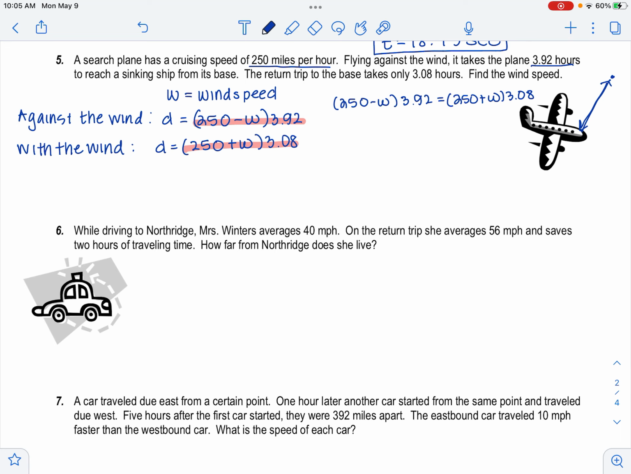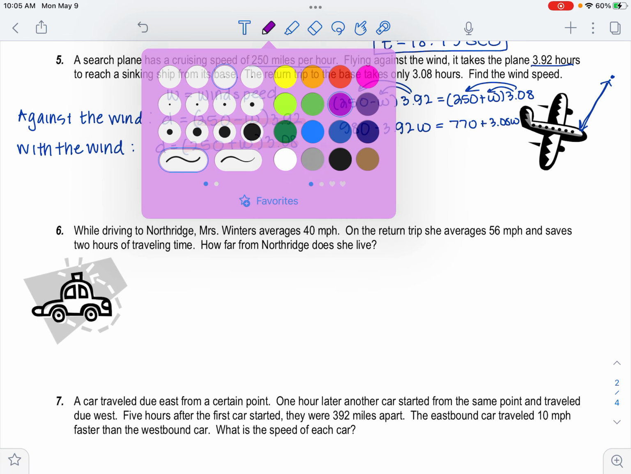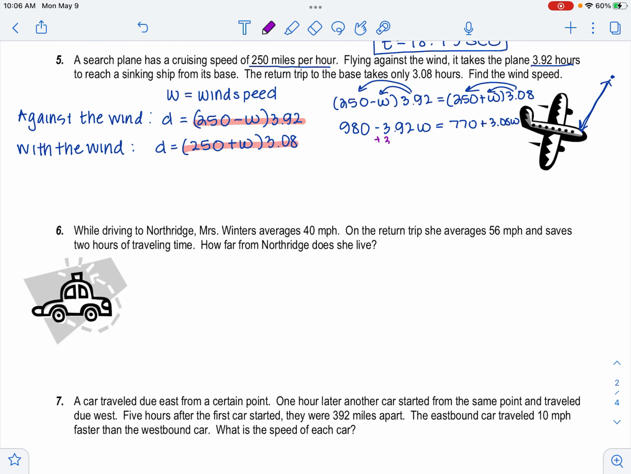All right, I'm going to distribute my 3.92. I already have these numbers written out in front of me, so obviously you'll be using a calculator, but I thought it would save on the time of the screencast here. So let me find it here. Okay, so that's 980 minus 3.92W equals, if I distribute this 3.08 here, I get 770 plus 3.08W.